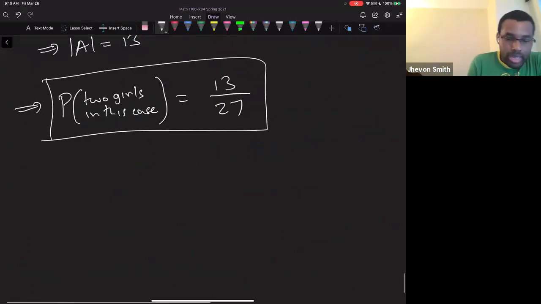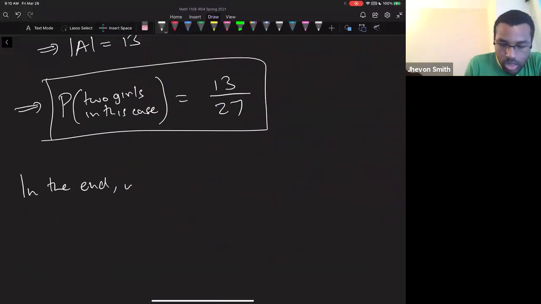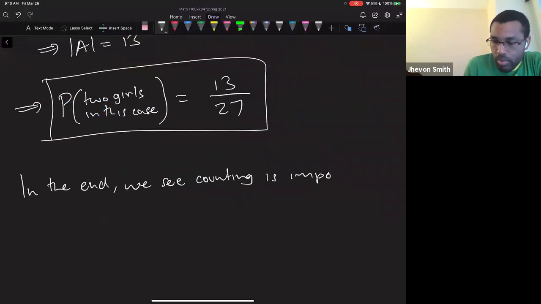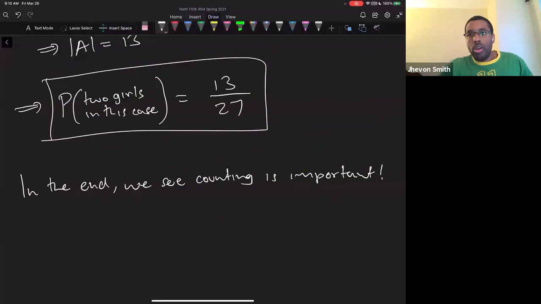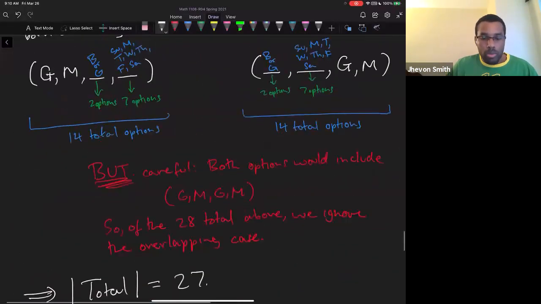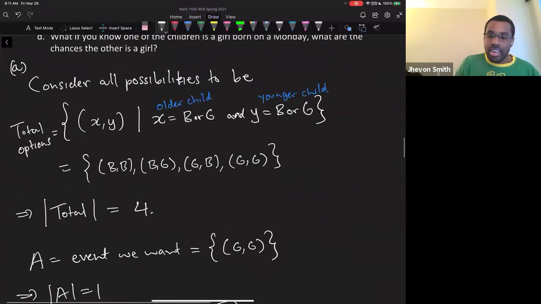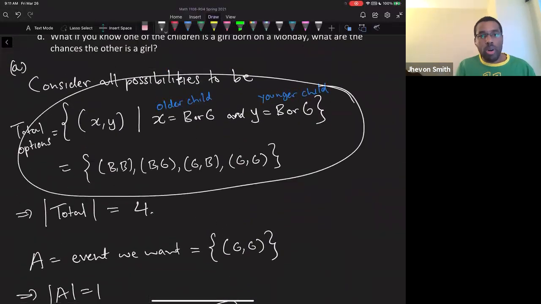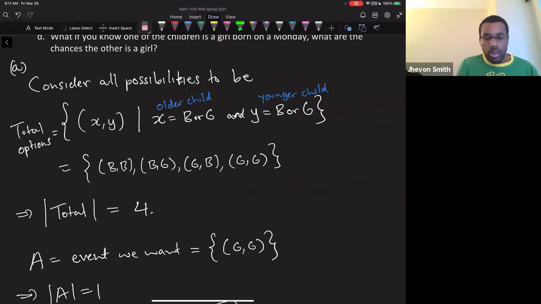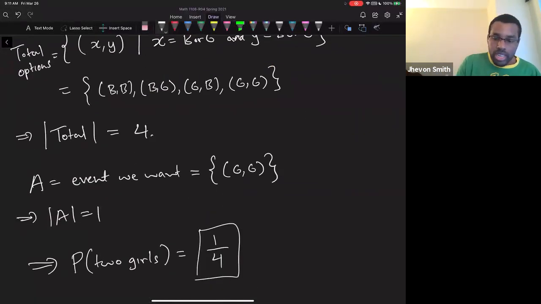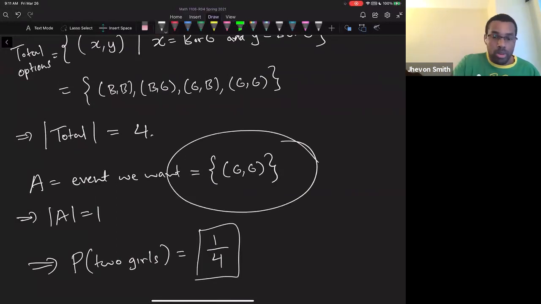So, in the end, we see counting is important, right? Why is counting important? Notice that in these problems, and in probability theoretically, you're always looking at a set of things. There's a set that represents all total possibilities, and there's another set that represents the possibilities you care about, right?